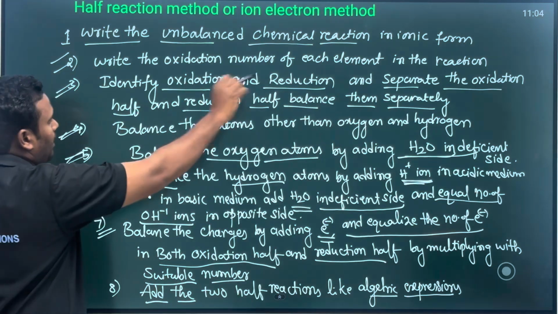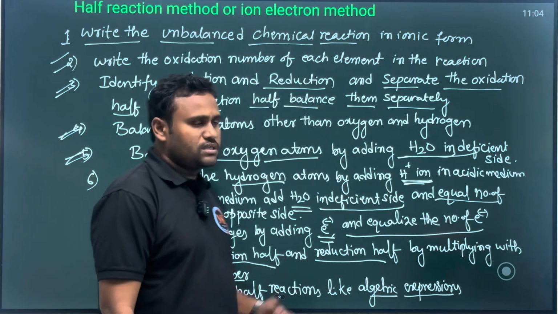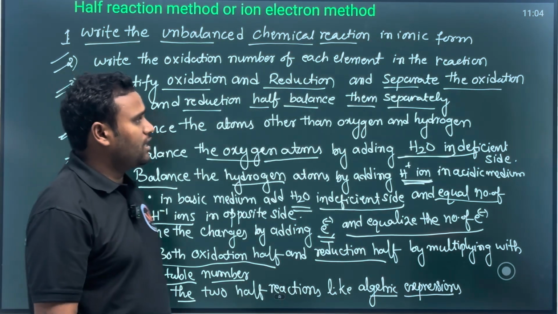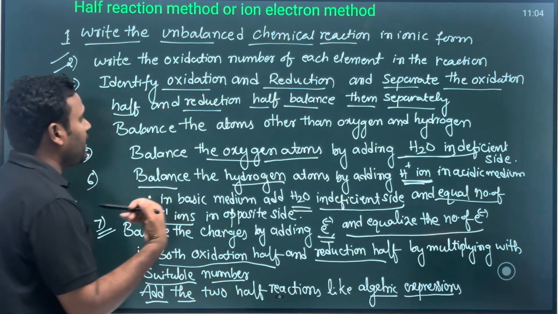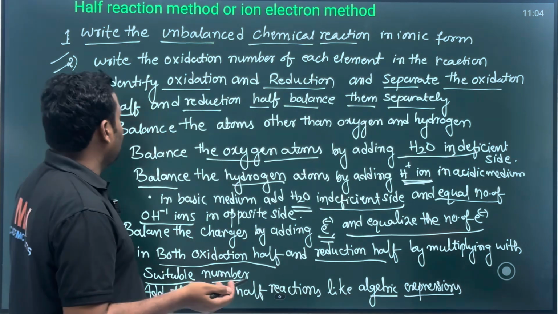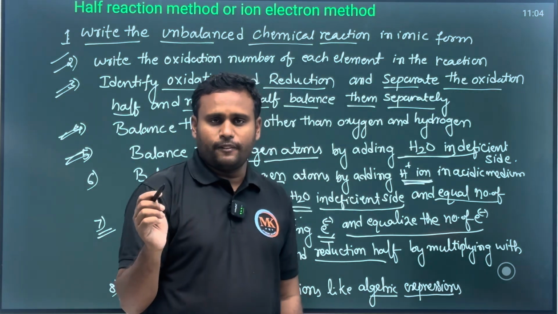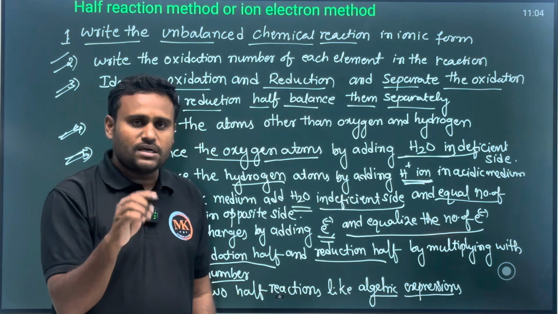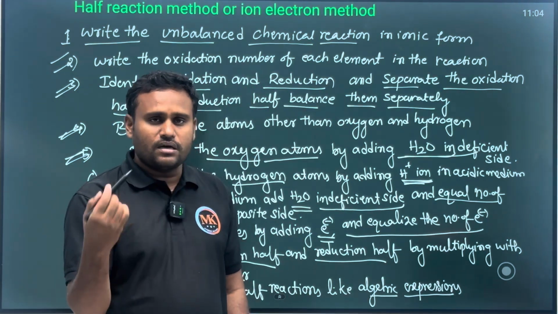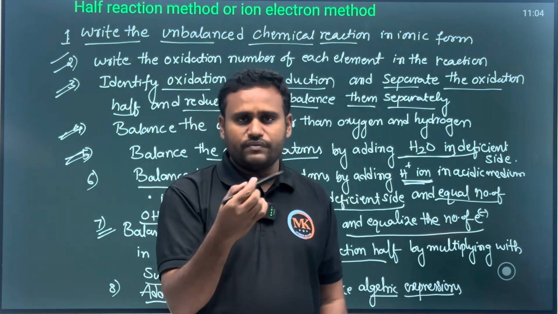What is the first step? Write the unbalanced chemical reaction in ionic form, and next write the oxidation number of each element in the reaction. Next, identify the oxidation and reduction, separate the oxidation half and reduction half, and balance them separately. While balancing, first balance the atoms other than oxygen and hydrogen, and then balance the oxygen by adding water molecules on the deficient side.